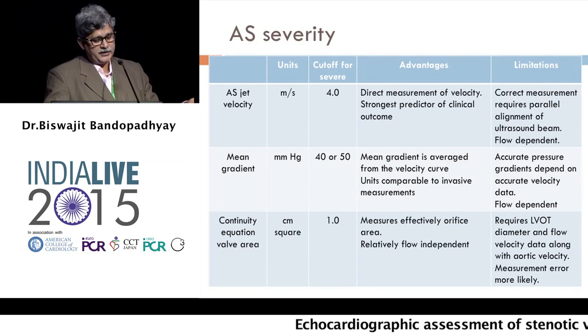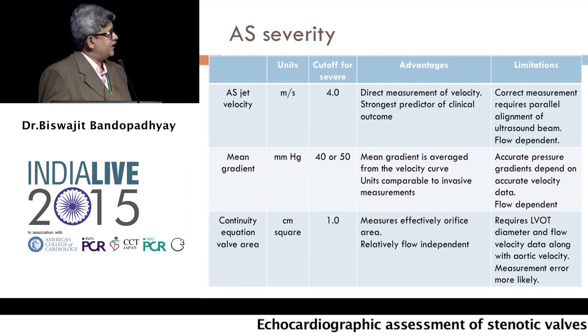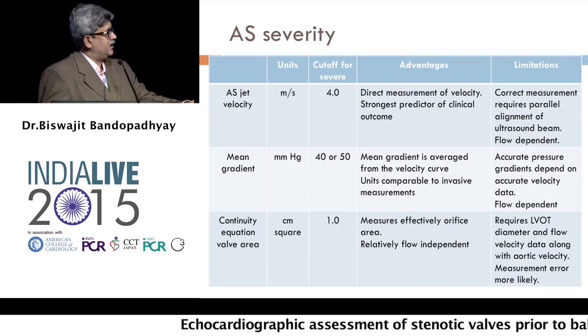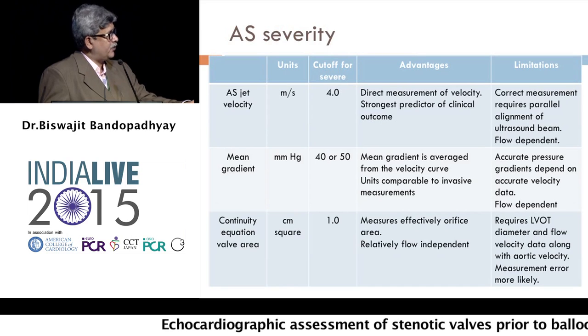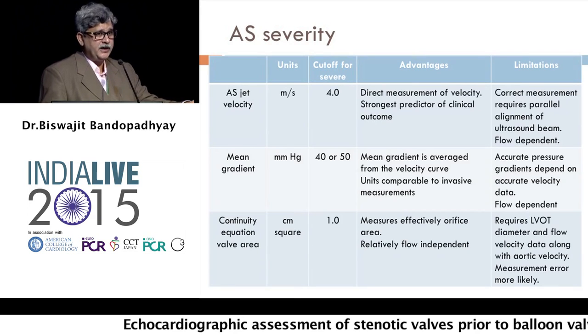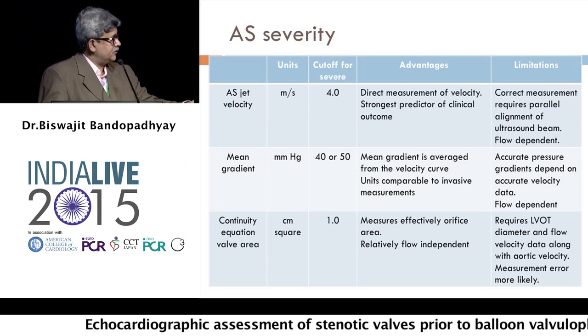So severity-wise, for the AS jet velocity in meters per second, the cutoff for severe is 4. The advantage is direct measurement of velocity, the strongest predictor of clinical outcome. But the limitation is that correct measurement requires parallel alignment of the ultrasound beam. That is very important to get a correct gradient. And it is always flow dependent.